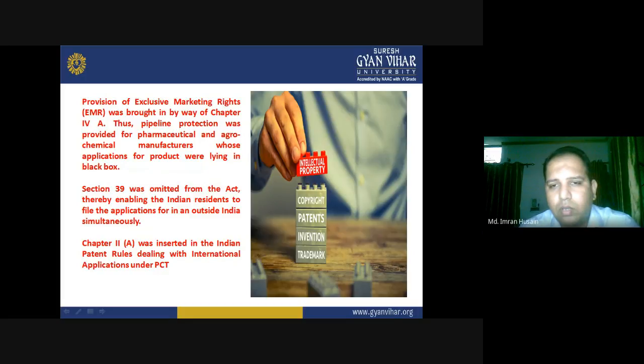So here you can see the important aspects: intellectual property, copyrights, patents, inventions, trademarks. Everything is interlinked and connected together. So if you want to make progress, you must understand the scenarios that are essentially required.